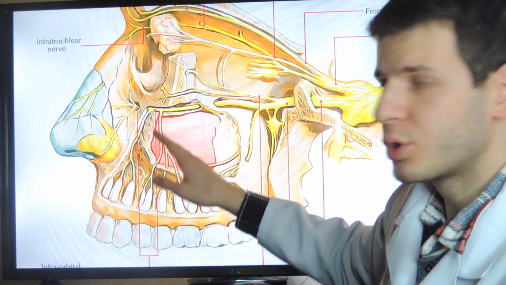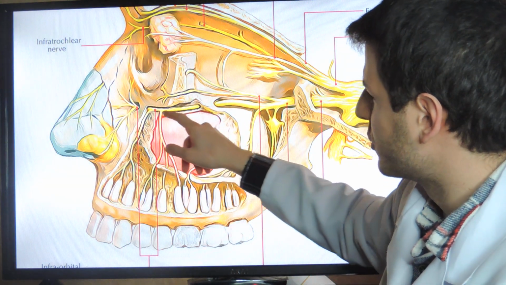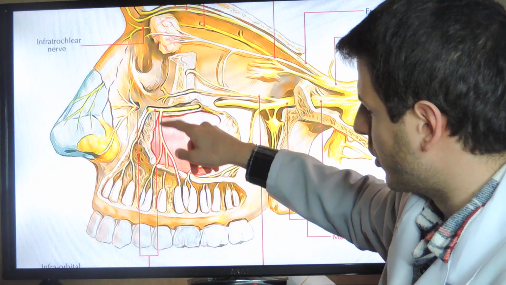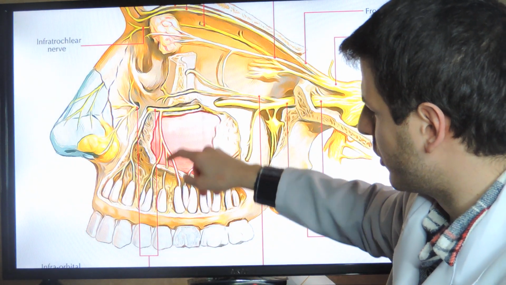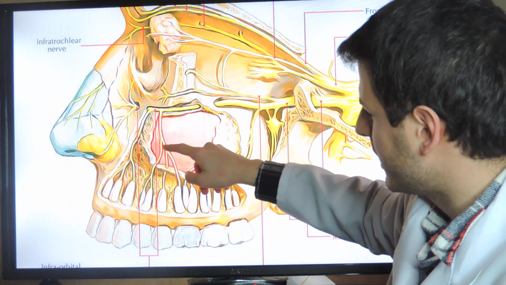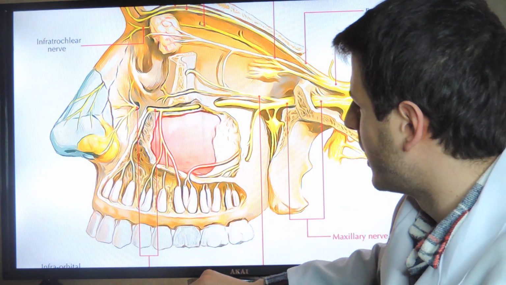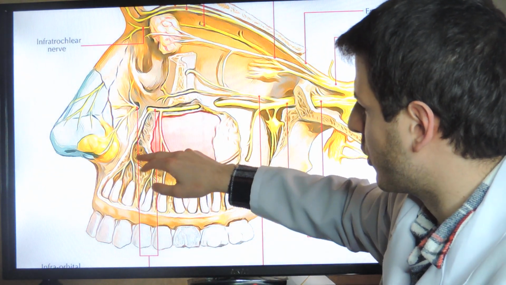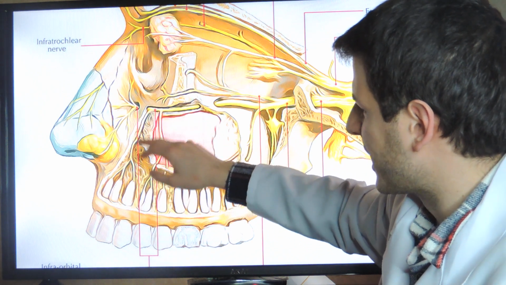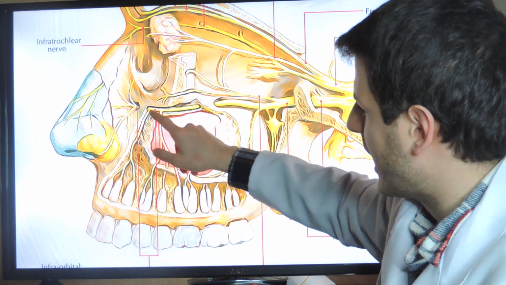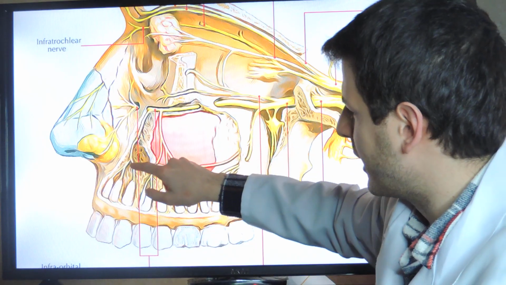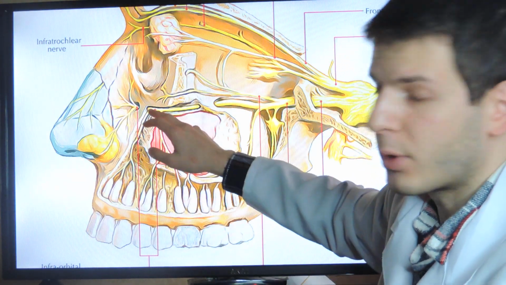And also you see that the infraorbital nerve gives off the branch called the middle superior alveolar nerve, which runs downward and supplies the upper premolar teeth. Also in the anterior wall of the maxillary air sinus we have here the anterior superior alveolar nerve, which is a branch of the infraorbital nerve.